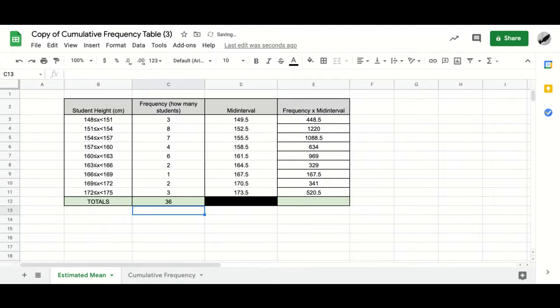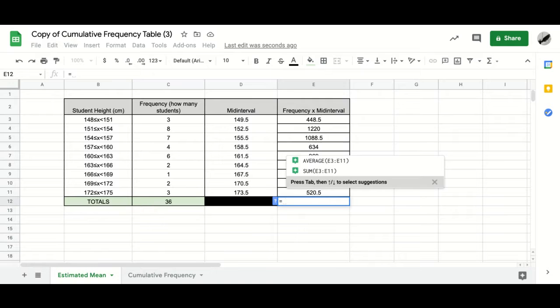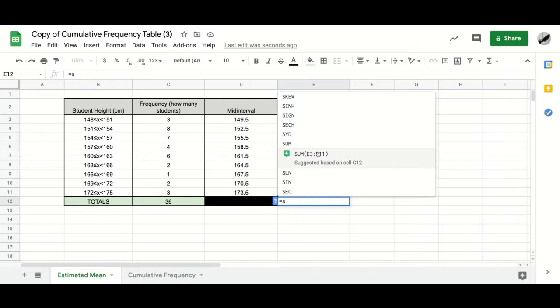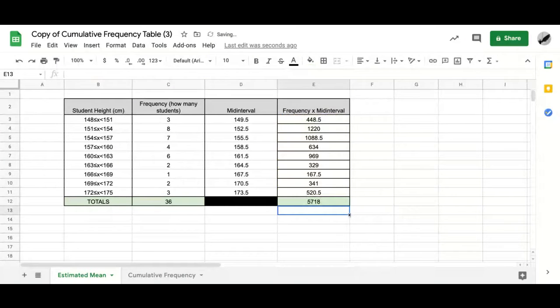36 students, good. I need the sum for my heights. So equals sum. Oh wait, it's just guessing it for me, good. So that's my total height in centimeters, and my total number of students.